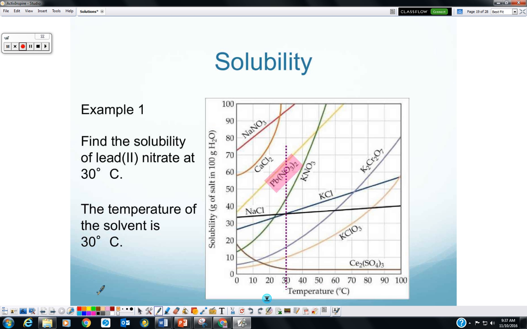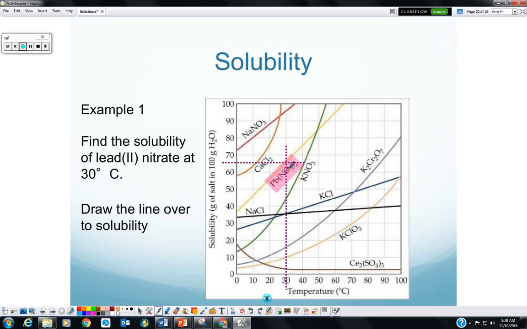So if I said that I had water that's right at 30 degrees Celsius, we want to find the solubility of lead 2 nitrate. Lead 2 nitrate is this one, Pb(NO3)2. The temperature of the solvent is 30. So I'm going to do a dashed line, or find the 30 degrees Celsius line. And then the next thing is I'm going to find the point where this line crosses the graph. And that's going to tell me the solubility. So this intersection is where the solubility is.